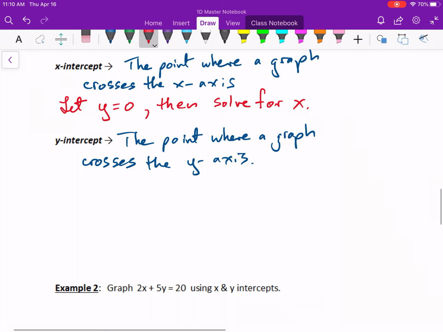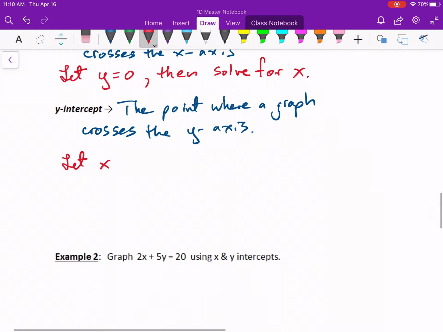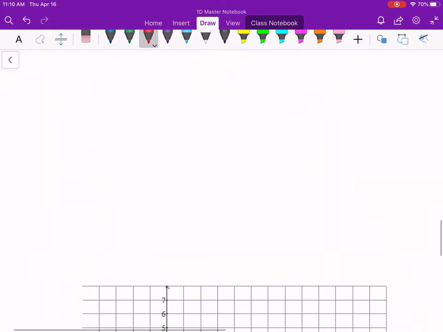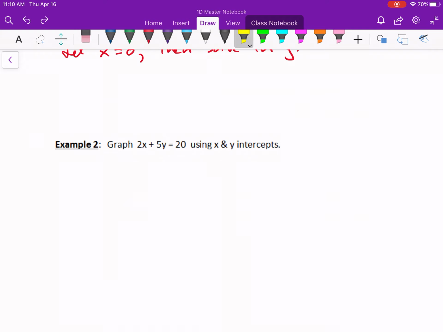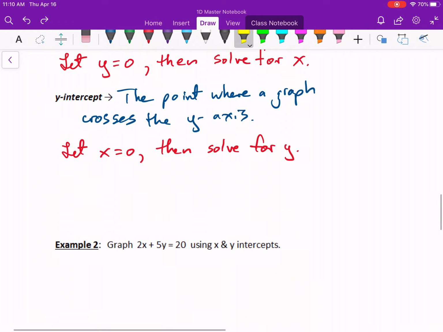If I want to find the y-intercept, I'm going to let x equal 0, then solve for y. Likewise, here's my y-axis. The highlighter doesn't work quite as well going up and down, but here we go. There's my y-axis. Again, it's made up of a whole bunch of points. They all have different y values, but what they all have in common is that the x-coordinate of every point on the y-axis is going to equal 0. So I can let x equal 0 if I want to solve to get my y-intercept.